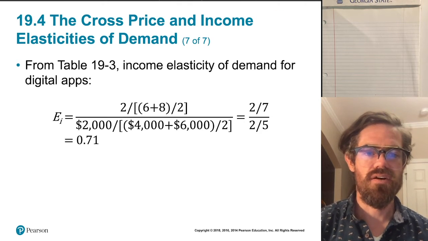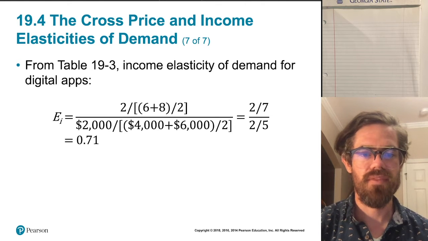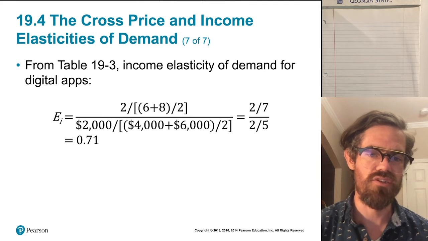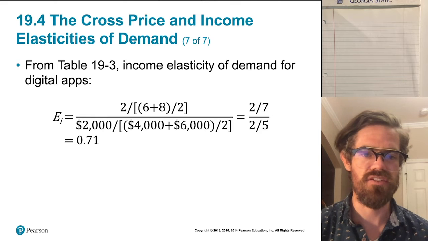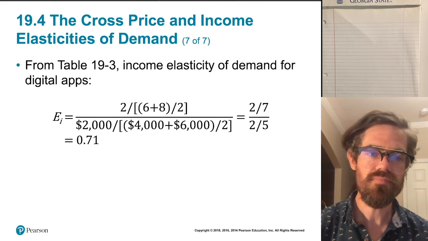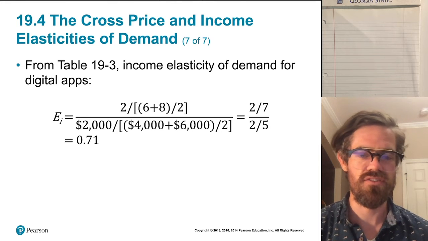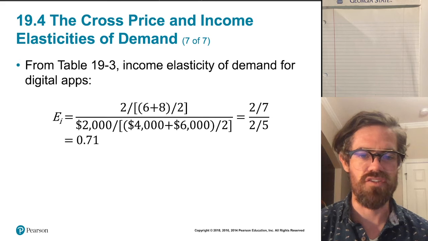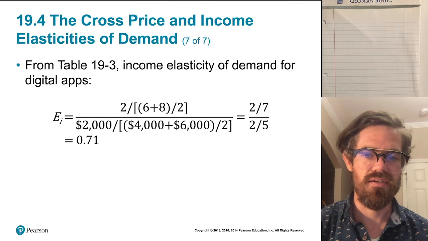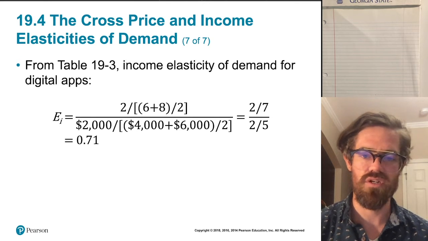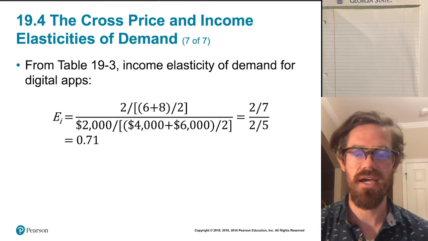Okay, so hopefully this is what you did. So the change in quantity is 2, and we divide that by the average of the two quantities. So 2 over 7 is your percent change in quantity. And then the change in income was $2,000, an increase of $2,000. And we divide that by the average of the two incomes, which is $5,000. And as it turns out, the income elasticity here is positive 0.71. Hopefully that's what you got.